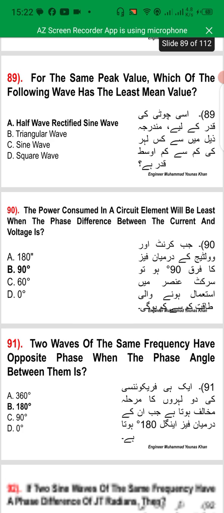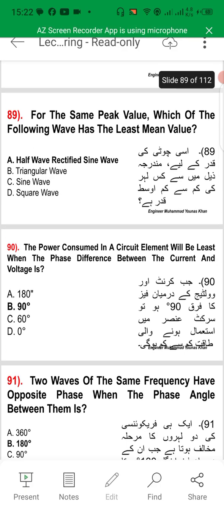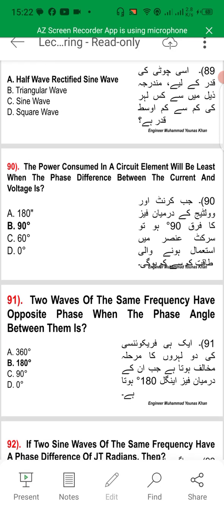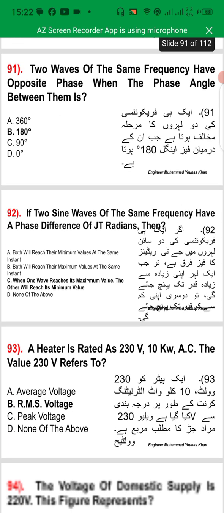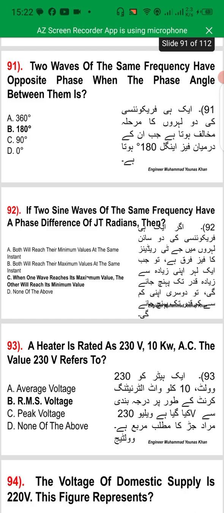For the same peak value, which of the following waves has the least mean value? Half wave rectified sine wave. The power consumed in a circuit element will be least when the phase difference between the current and voltage is 90 degrees. Two waves of the same frequency have opposite phase when the phase angle between them is 180 degrees.